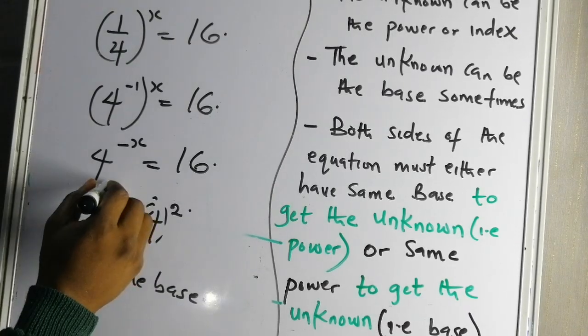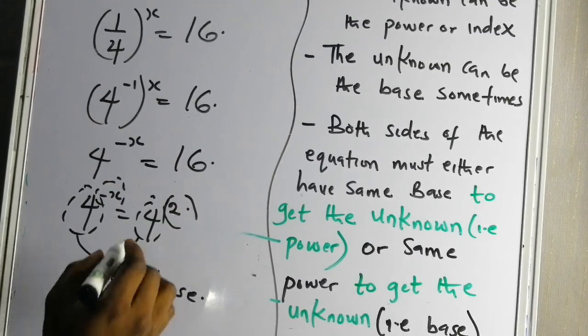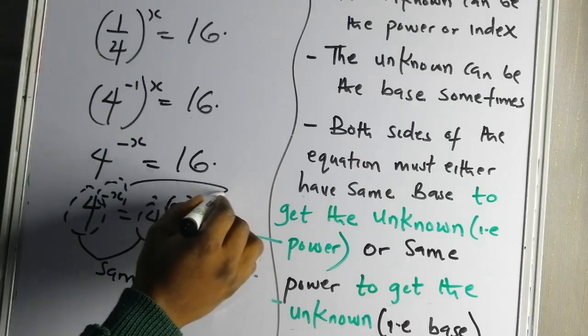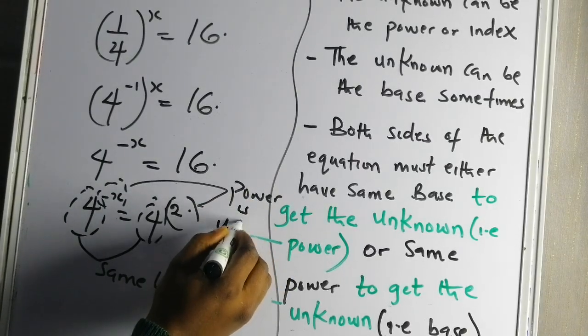So what is the unknown here? Look at it now. What is the unknown here? Look at it. That is my what? This is my power. Power is unknown.